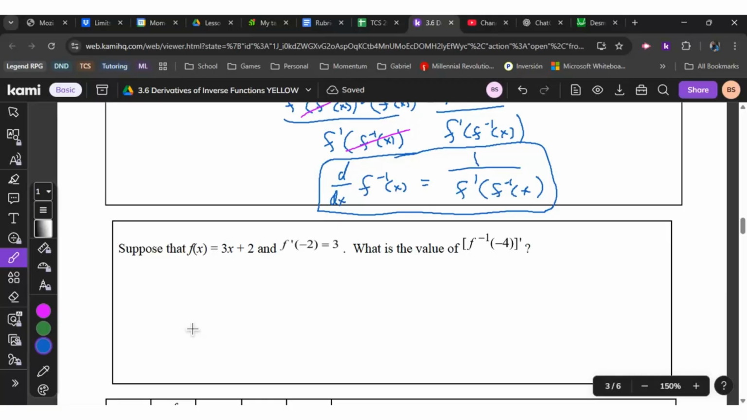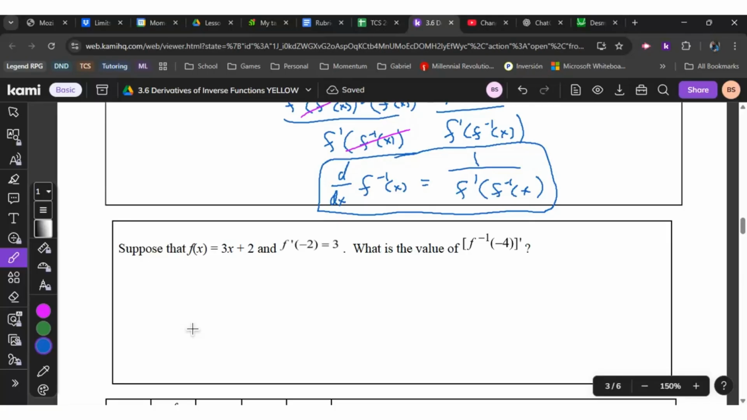All right, so let's actually try this. Let's try it, guys, and I think it'll help you make more sense. Suppose that f of x is equal to this thing, and f prime of negative 2 equals 3. What is the value of the derivative of f inverse at negative 4? First, let's figure out what that's going to be.